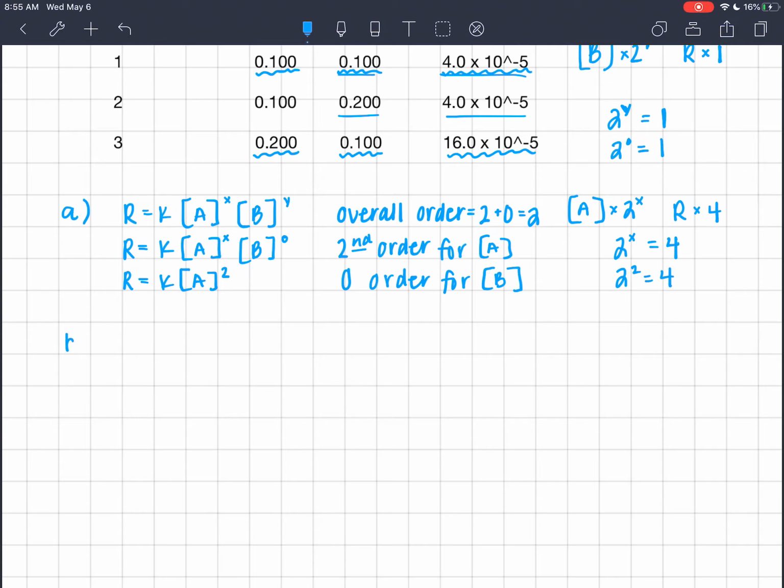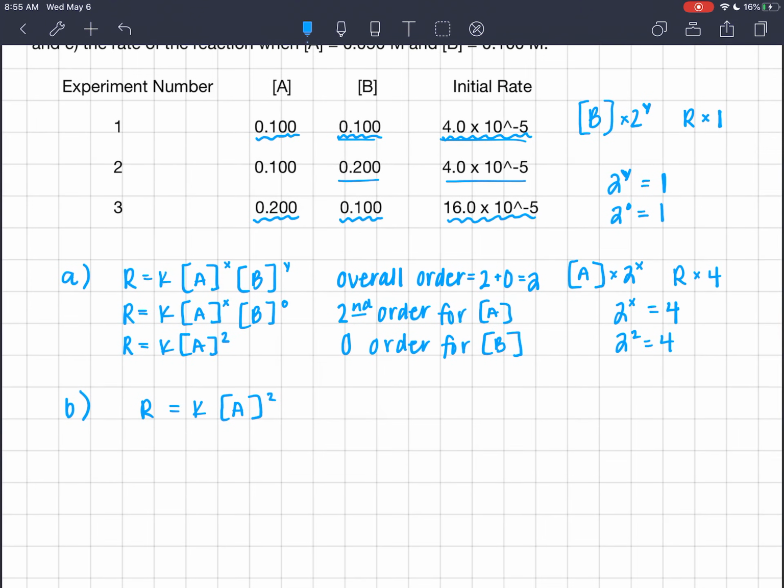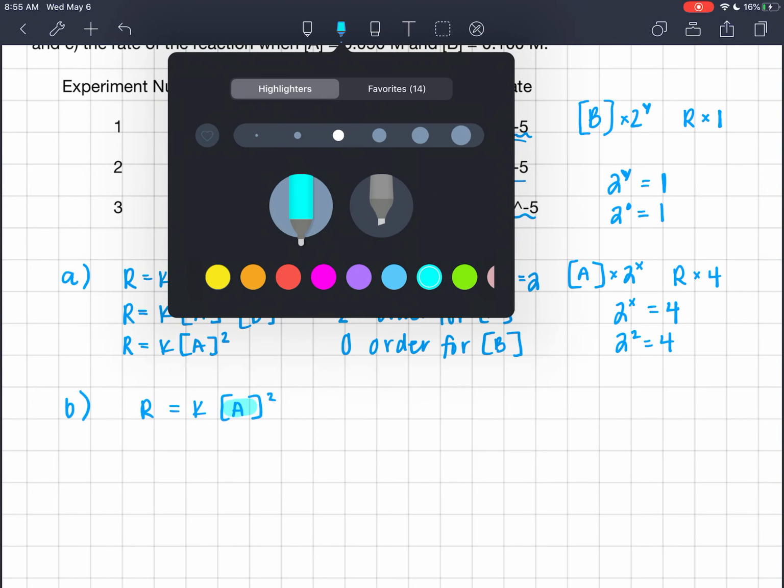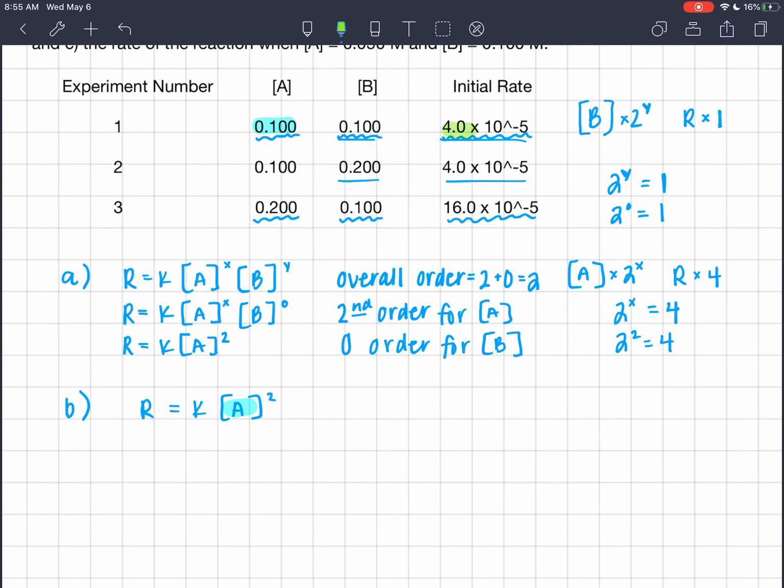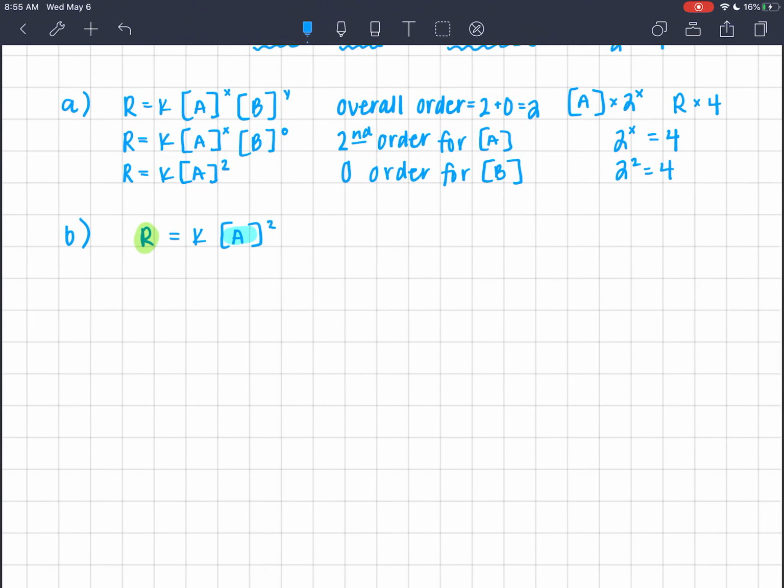Letter B is asking about finding the rate constant. So now that I have my rate law, I'm going to try to figure out what is the value of this K constant. And I can do this by picking values from my data table and substituting them into my rate law. So I'm going to work with experiment 1 for simplicity's sake. My concentration of A is 0.1, so that's what I'll substitute in for A. And then my rate is 4 times 10 to the negative 5th, so that's what I'll substitute in for R.